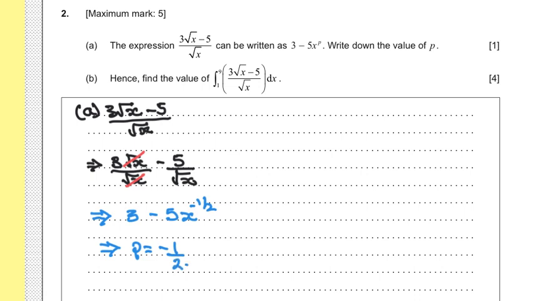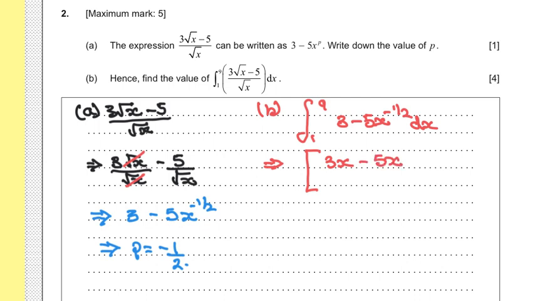In part B, we want to integrate between 1 and 9, 3 root x minus 5 over root x. Therefore, we can really integrate between 1 and 9, 3 minus 5x to the minus a half dx. Therefore, integrating it, we get 3x minus 5x, add 1 to the power, a half, divided by the new power, a half, plus c, between 1 and 9.